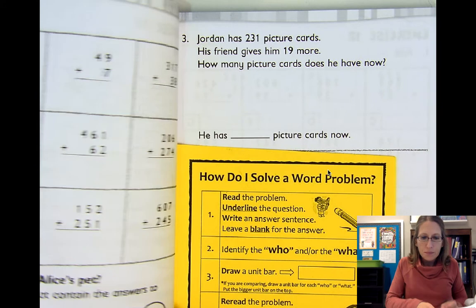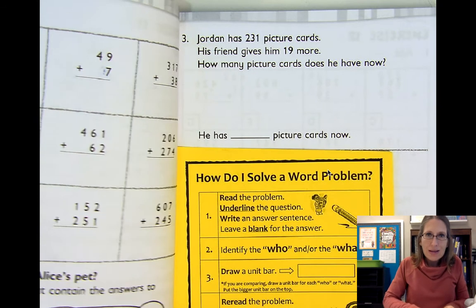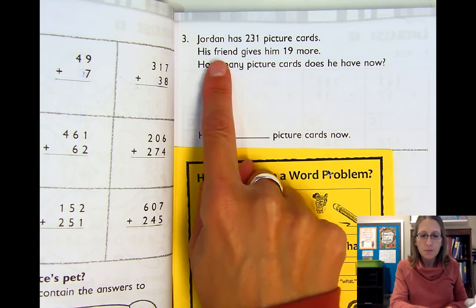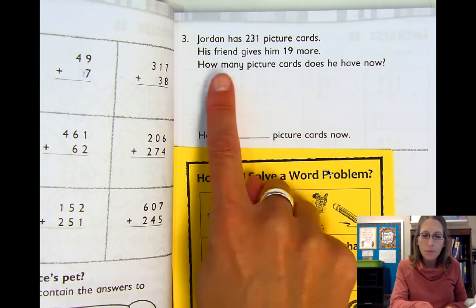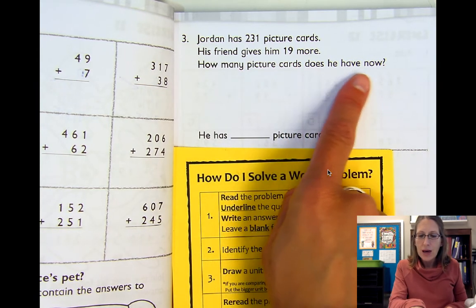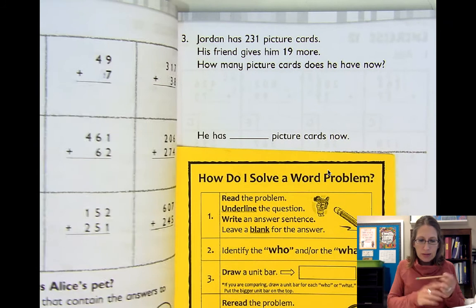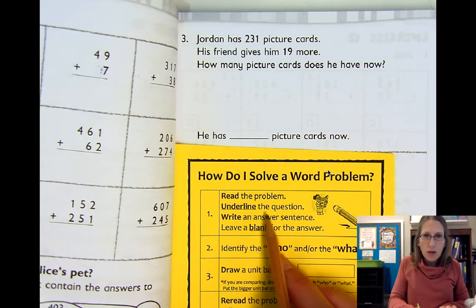So let's see. We're on page 51. It says, Jordan has 231 picture cards. His friend gives him 19 more. How many picture cards does he have now? Okay. So let's see. We read the problem. Let's underline the question.